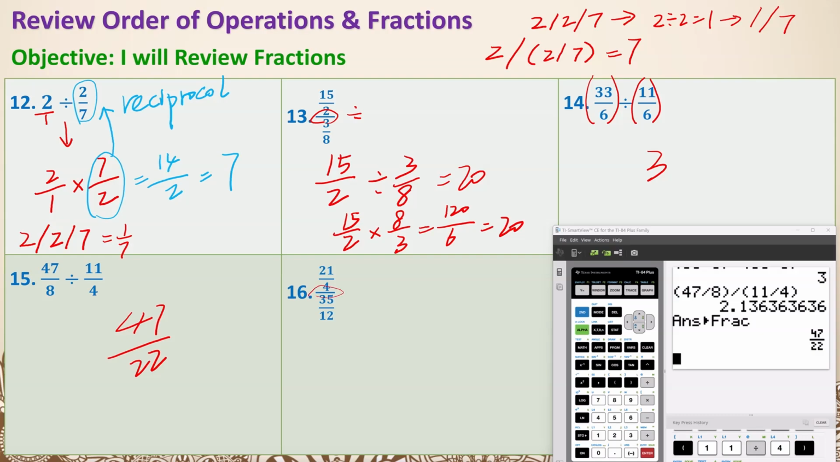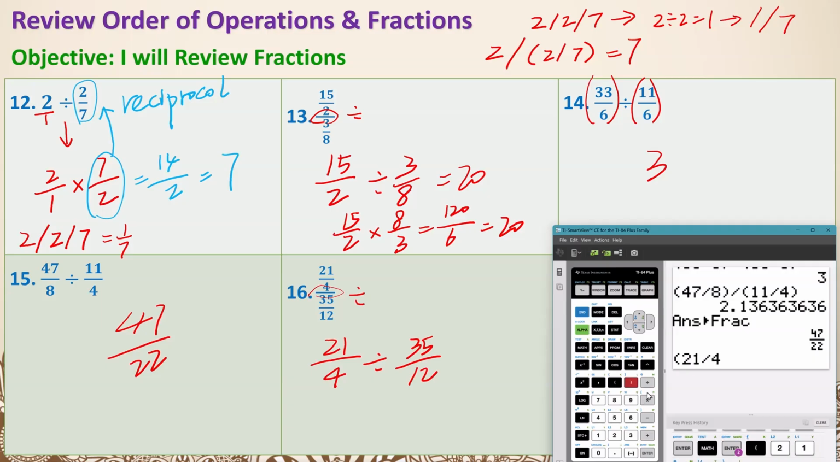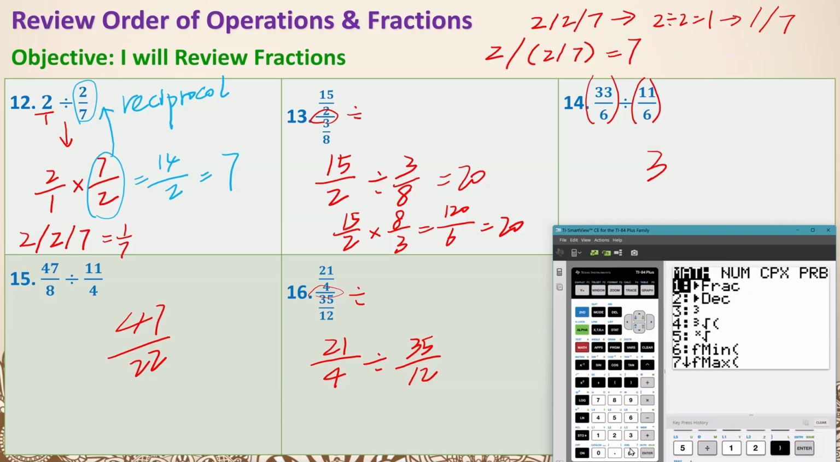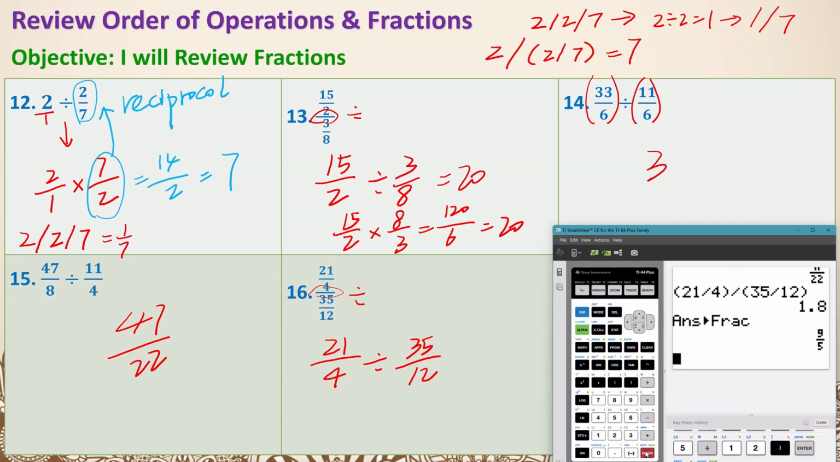This fraction symbol in the middle, it's just a division sign. You actually have 21 over 4 divided by 35 over 12. So let's do it. Parenthesis 21 divided by 4, parenthesis back, divided by, parenthesis 35 divided by 12, parenthesis back, press enter. It's a decimal. Let's change it into a fraction. And that is going to be 9/5.